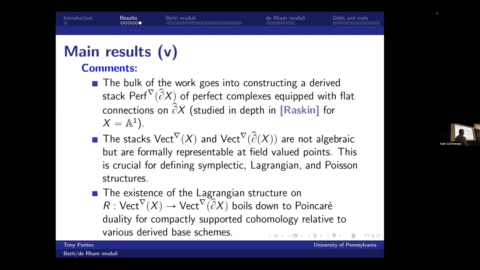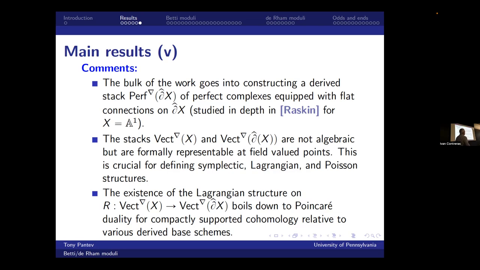So the main difficulty in this work is to construct this stack of perfect complexes with connections on the formal boundary. And so we model the argument. This is a problem that was actually solved in a rather amazing technical way by Sam Raskin for the affine line, and we're just modeling the argument on his reasoning, and it works.